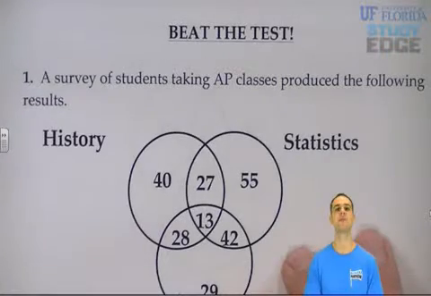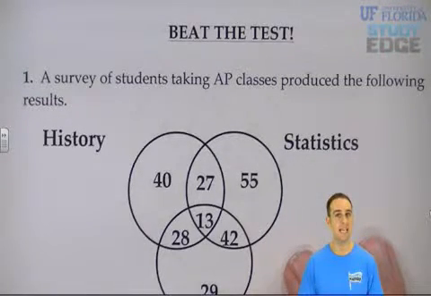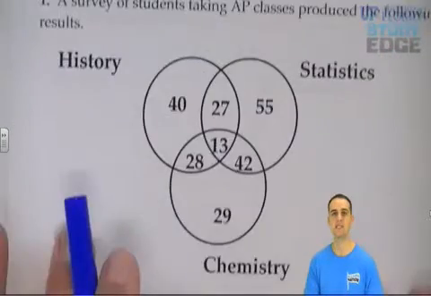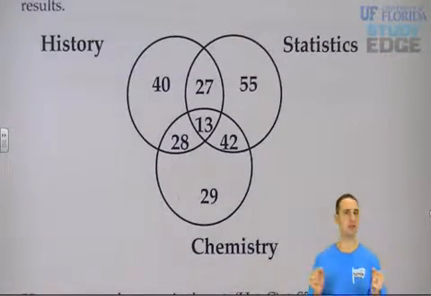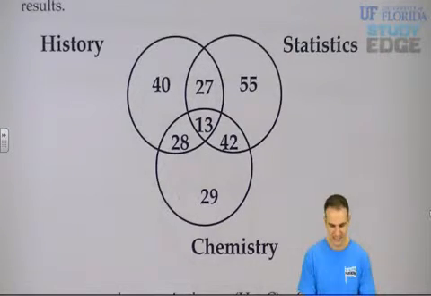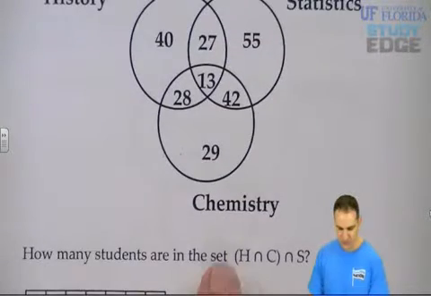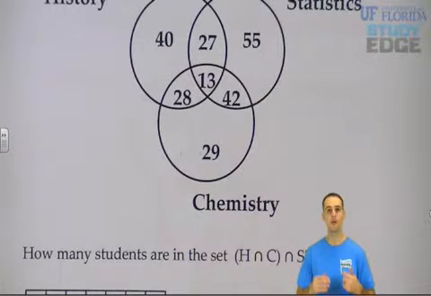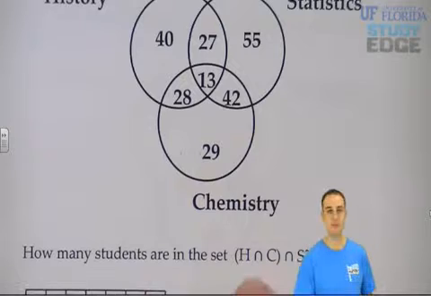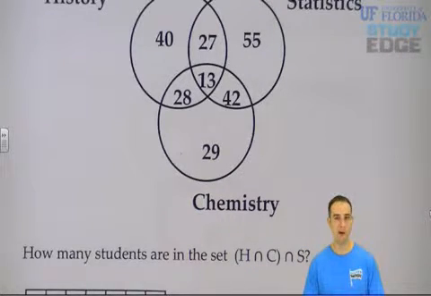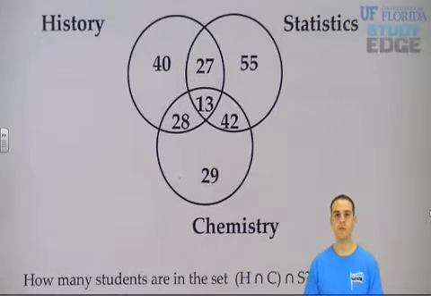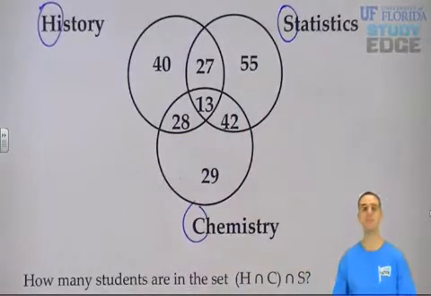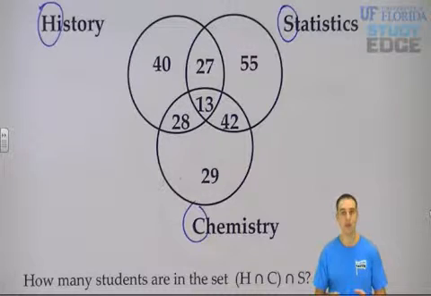Let's beat that test. A survey of students taking AP classes produced the following results. We have history, statistics, and chemistry. 3 great courses. The question says, how many students are in the set of H intersect C intersect S? So in this case, we have to work what's inside parentheses first, and also keep in mind, what are H, C, and S? Well, that would just stand for, of course, history, chemistry, and statistics. They're using the first letter of the subject.